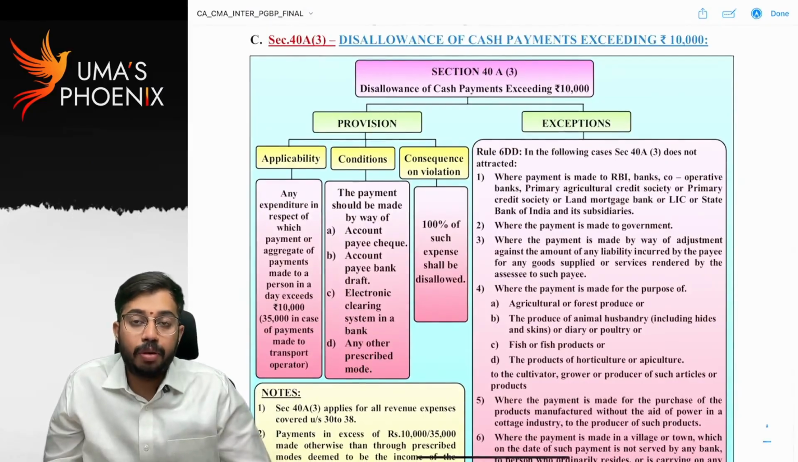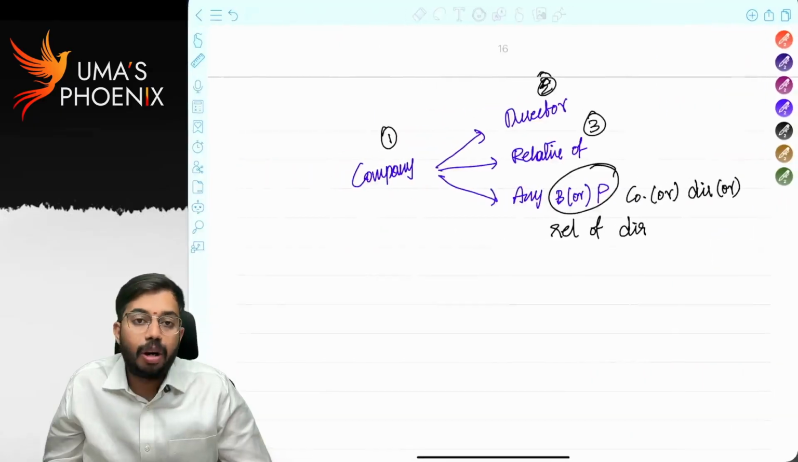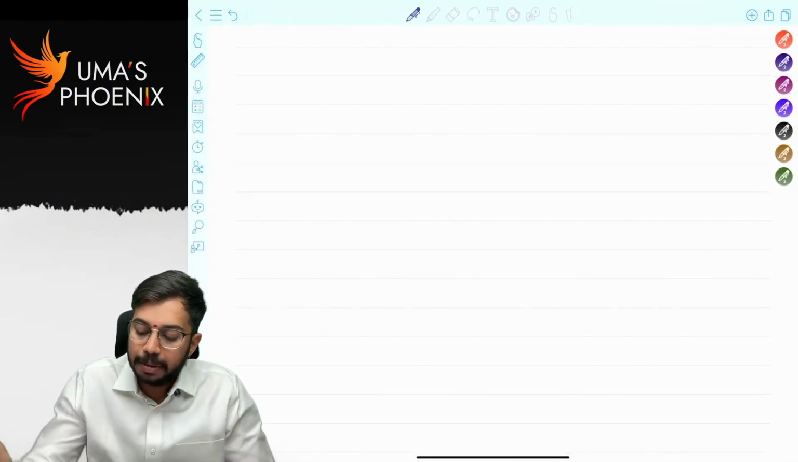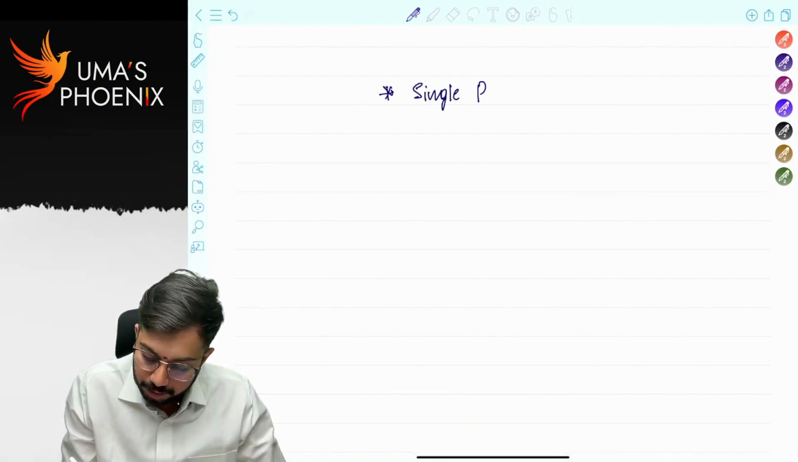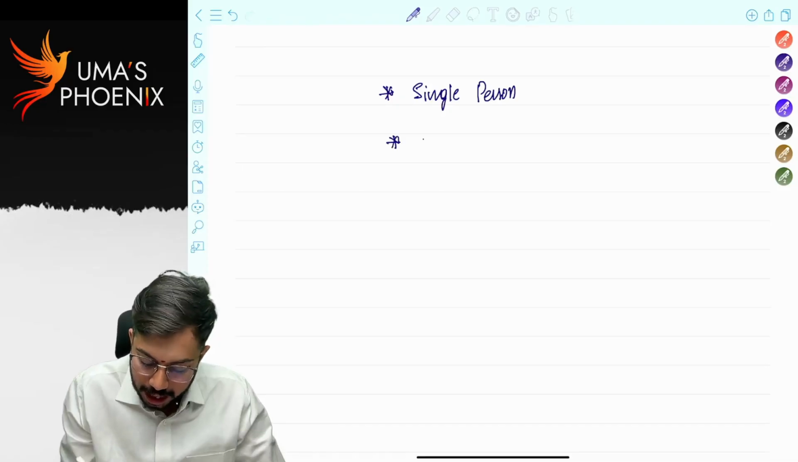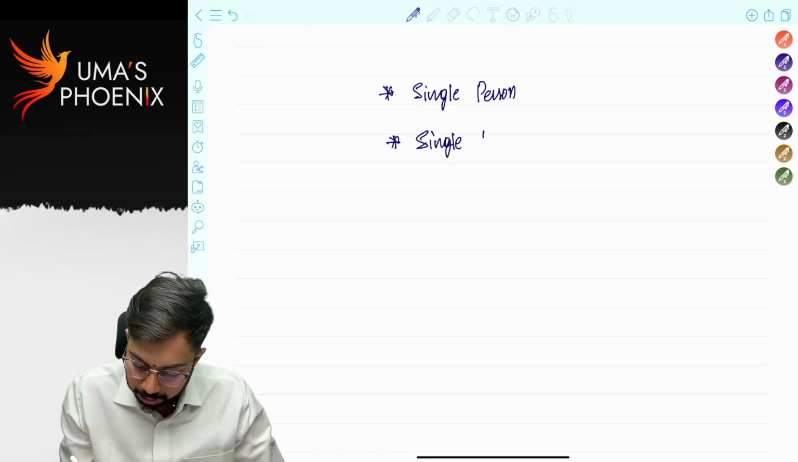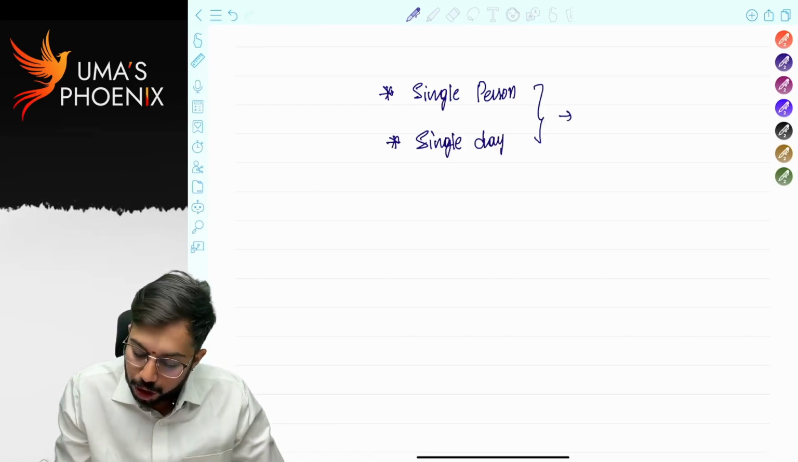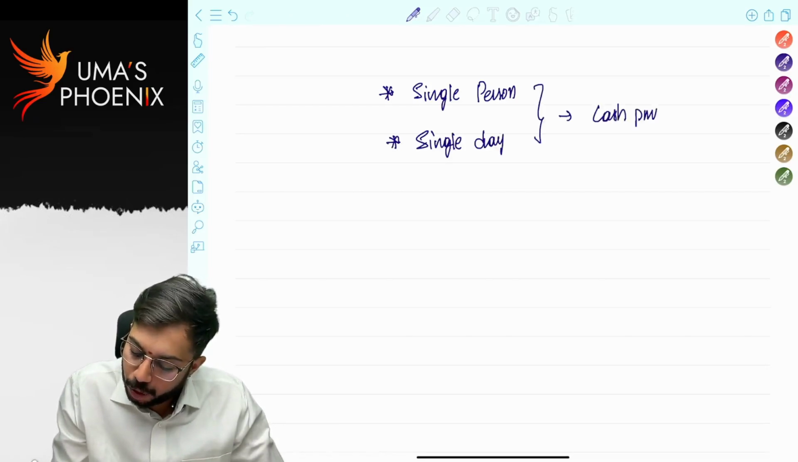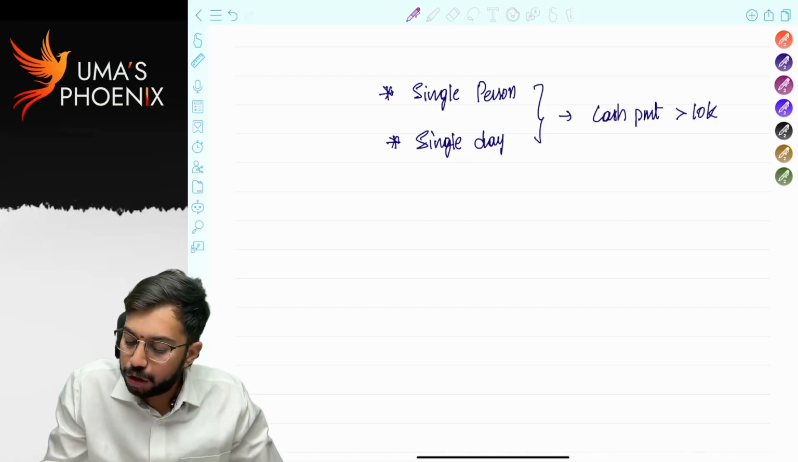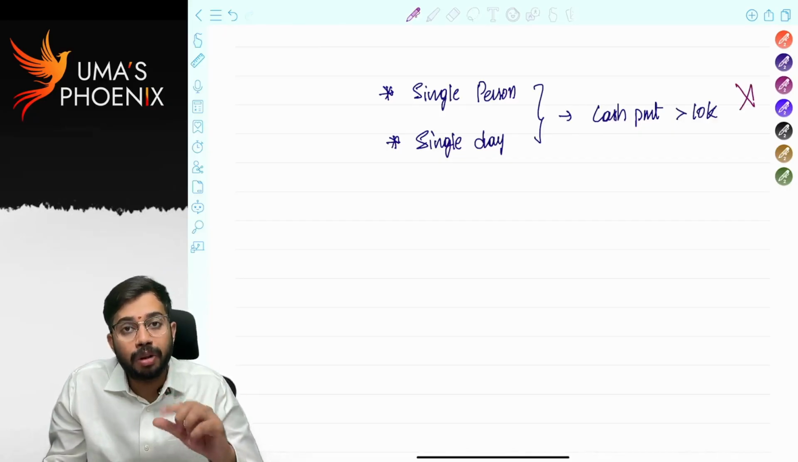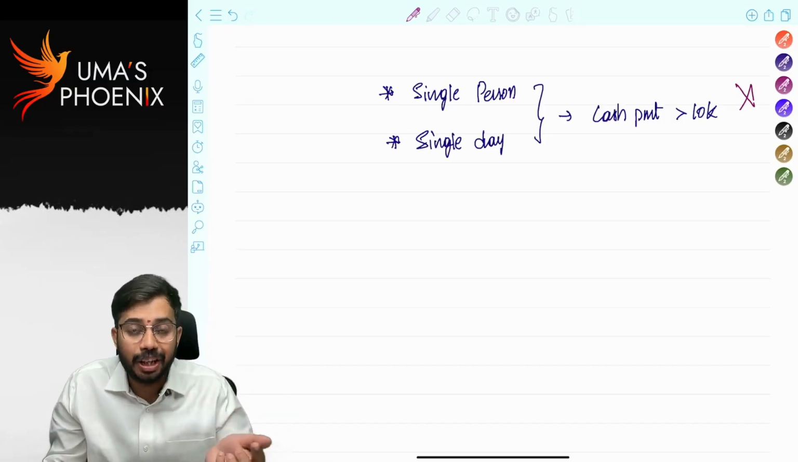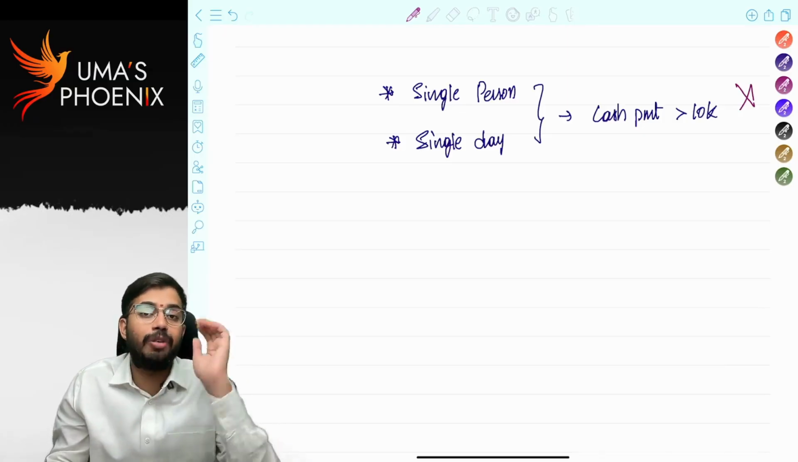Now let us discuss section 40A(3). What does section 40A(3) say? As per section 40A(3), for a single person in a single day, you should not make cash payment of more than 10,000. If you make cash payment of more than 10,000 for any expenditure to a single person in a single day, then that cash expenditure is not allowed as deduction.